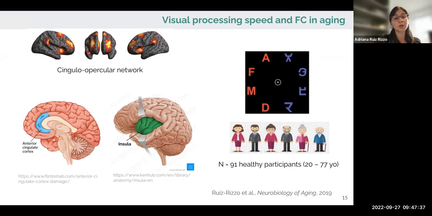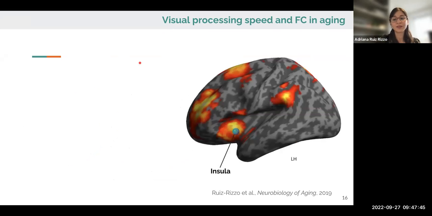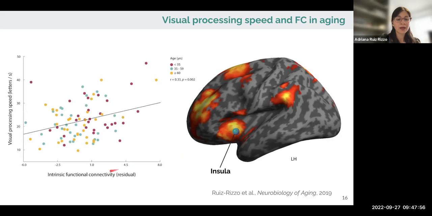And this is, for example, all the regions that compose this network in this particular sample. We examined within this network which regions decreased with age in terms of connectivity. And one of those was the insula, one of the core regions. Now, when we look at the correlation between the connectivity in the insula and visual processing speed, we see a positive correlation, meaning that higher functional connectivity was associated with higher visual processing speed. And this was the case across all age groups.